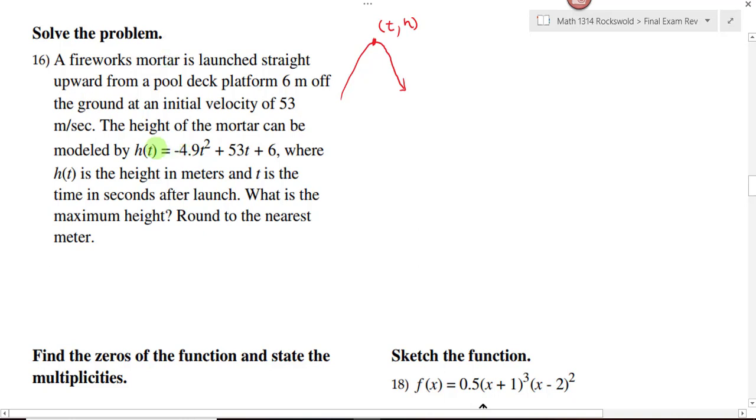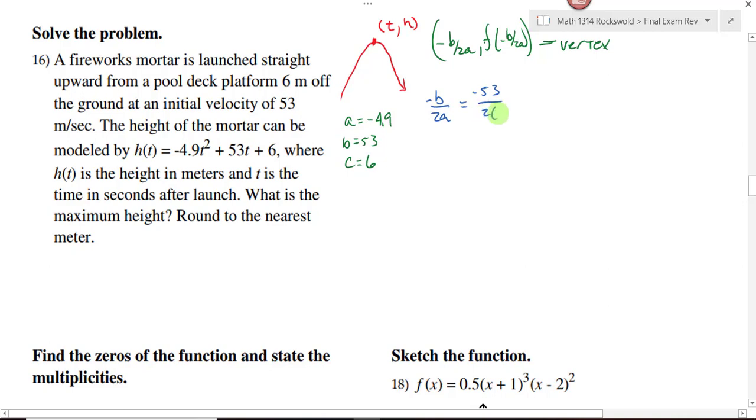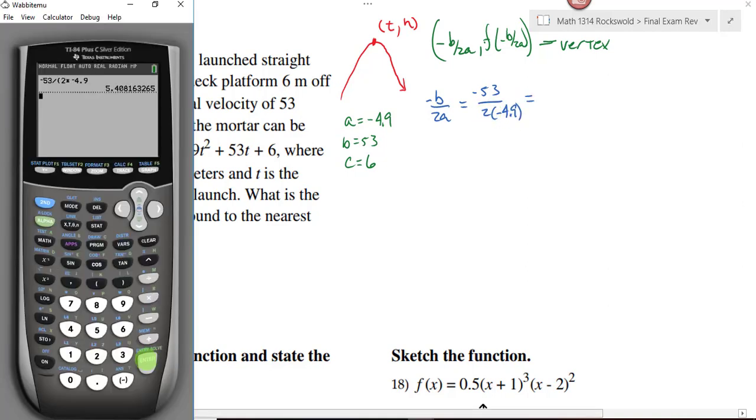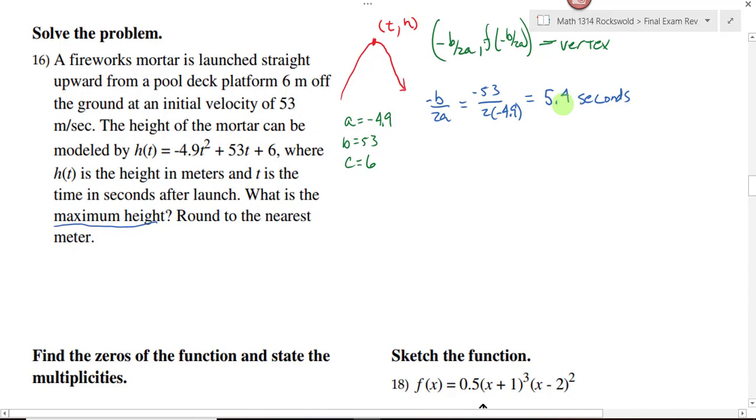How did we say we find the vertex of a quadratic equation when it's in this form? No, we don't set it equal to 0. We use negative b over 2a, f of negative b over 2a. A here is negative 4.9, b is 53, and c is 6. So to get the vertex, I start by finding negative b over 2a. For this problem, that's negative 53 divided by 2 times negative 4.9, and we get 5.4. That's the time that it takes for this mortar to reach its maximum height.